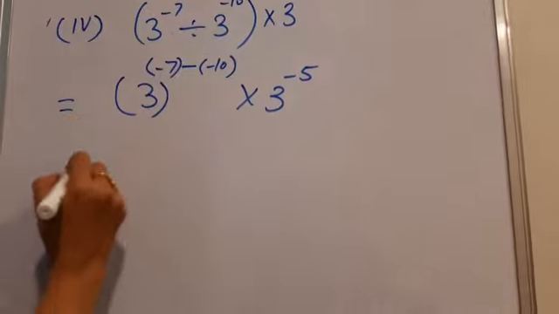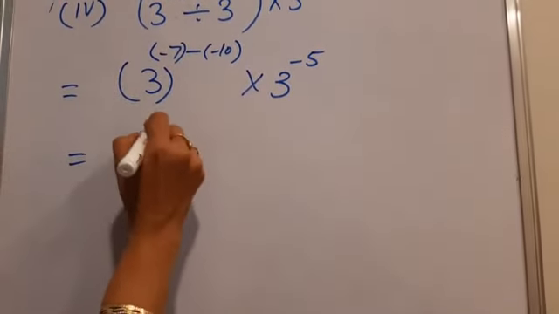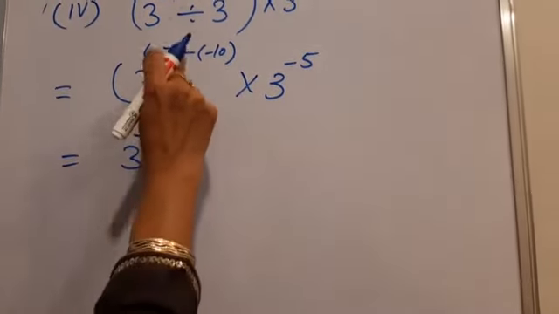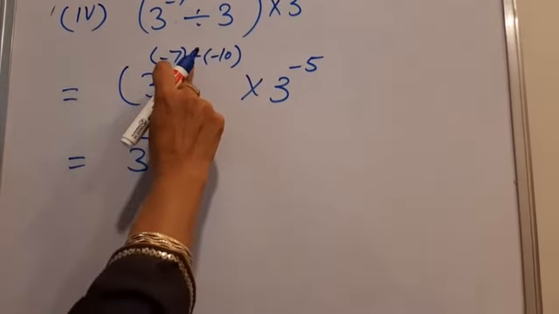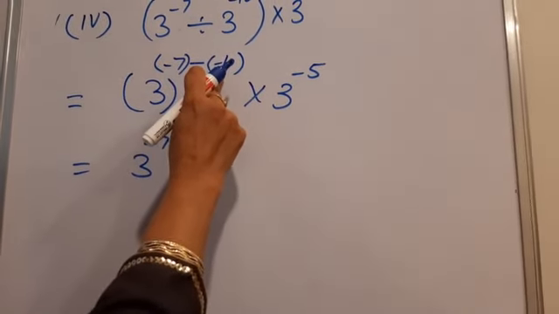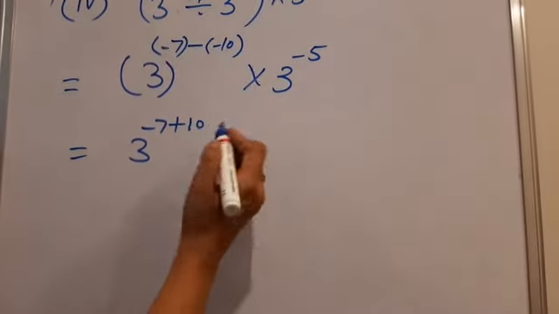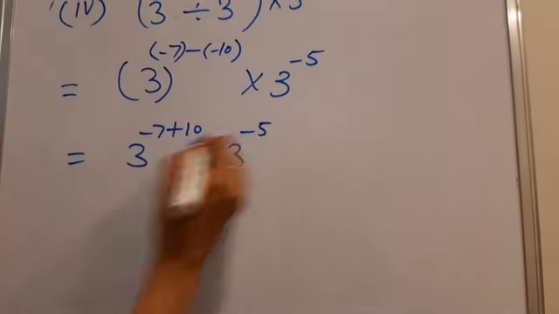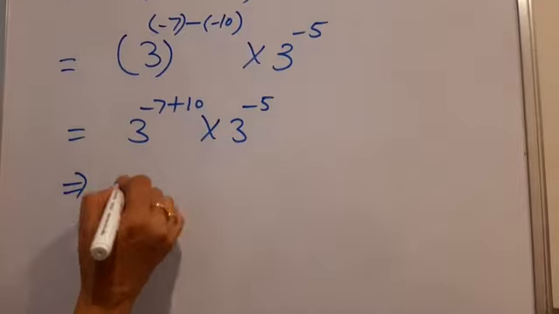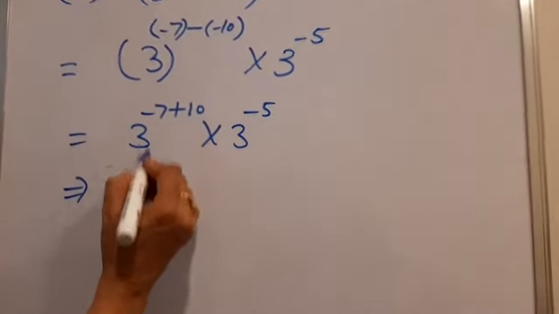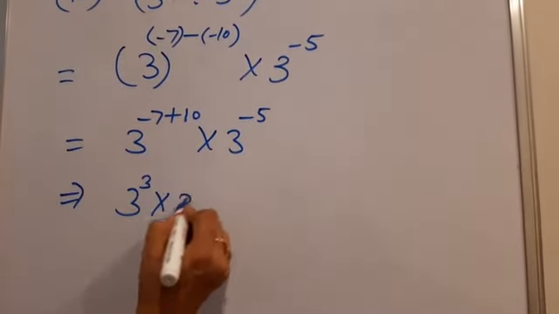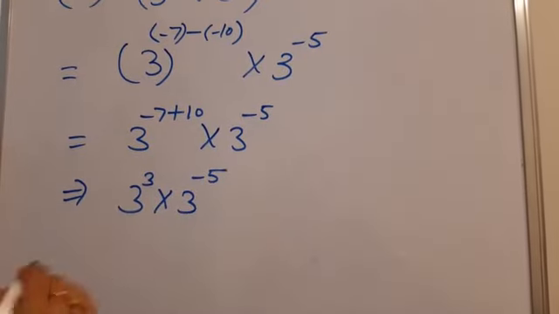Now here minus 7 plus 10 will come, because before the bracket there is a minus sign, so the sign of the term given inside will be changed. It will become positive 10. Now 3 raised to power 3 will come. 10 minus 7, 3 will come, and 3 raised to power minus 5 will come.